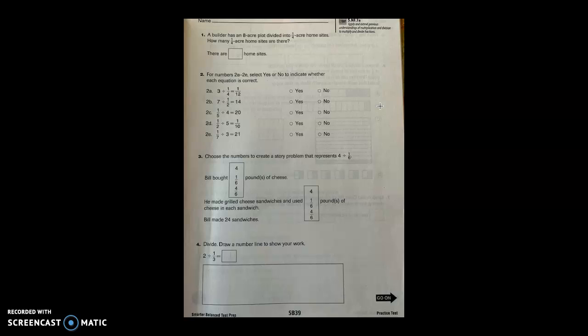Question number 4. Divide. Draw a number line to show your work. On your number line, the number line should go from 0 to 2. So you're going to mark 0, and then 1, and then 2. Each of those sections needs to be divided into 3 pieces because 1/3 has 3 in the denominator. So each of those sections on your number line, you're going to divide into 3 pieces. Then you're going to count how many pieces total are between 0 and 2.